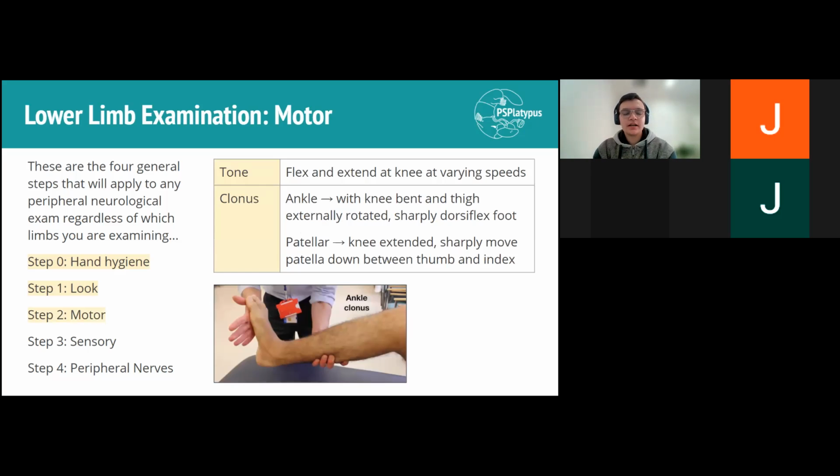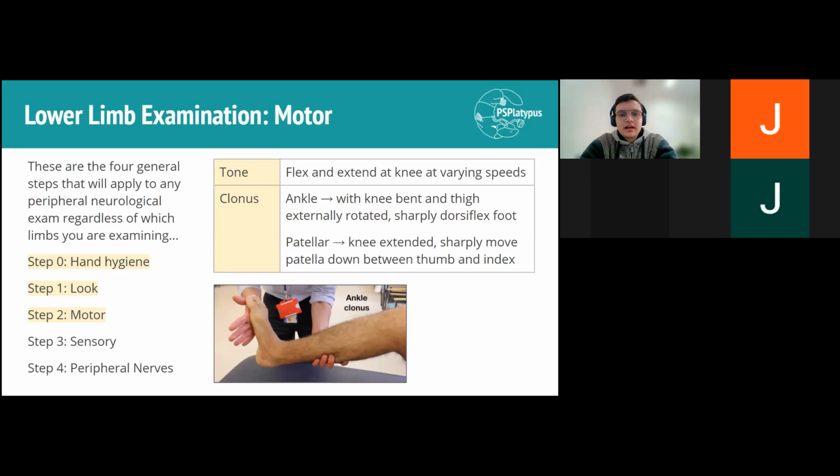Now, tone. Like we did in the wrist, you want to stabilize. So you stabilize the elbow and then do it at the wrist. Here, you want to stabilize more proximally. So like what this doctor is doing here, stabilize the lower leg. And actually, this is more for clonus. You can do it at the joint here, but generally for clinical skills, you will do it at the knee joint. So stabilize the thigh and then use your hand to flex and extend the knee at different speeds. And you want to, again, look for all those signs of Parkinson's, you've got the rigidity and the spasticity.